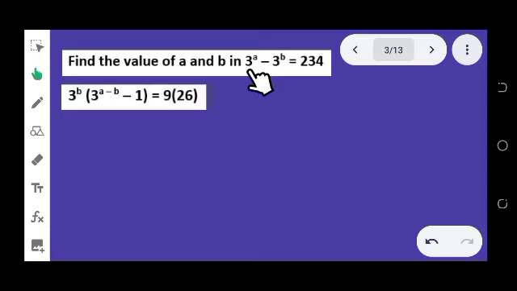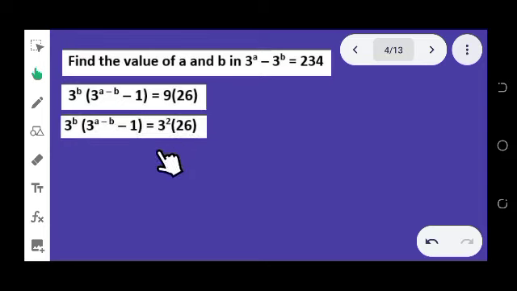Since we are working with base 3, we need to factor 234 such that at least one of the factors is a power of 3. And in that case, we can have 9 times 26. Factoring this out further, we have 3 to the b times 3 raised to the power of a minus b minus 1 equals 9, which is just equal to 3 squared, times 26.